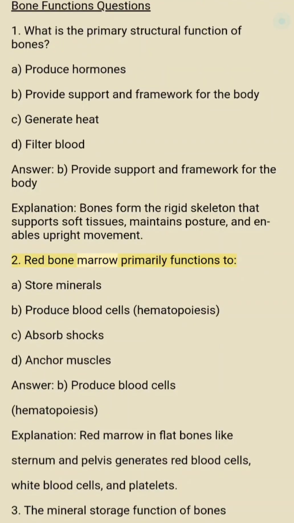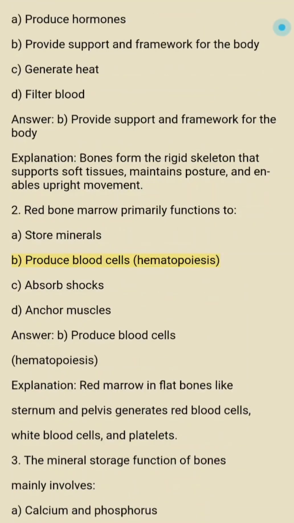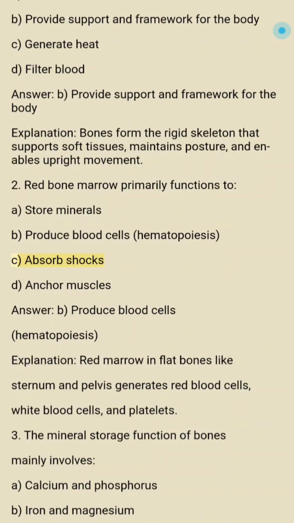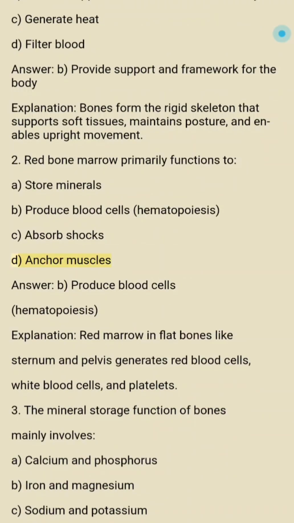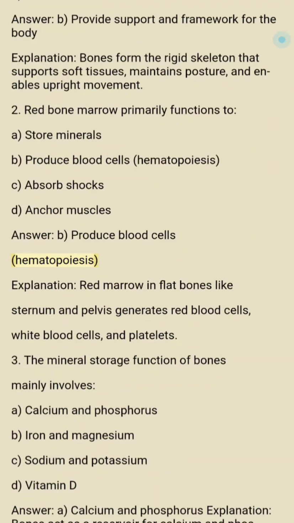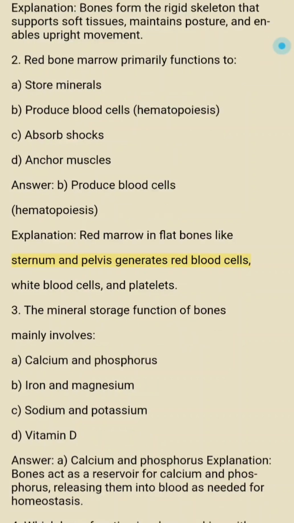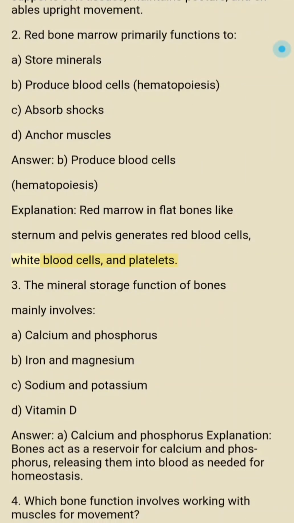2. Red bone marrow primarily functions to A. Store minerals. B. Produce blood cells, hematopoiesis. C. Absorb shocks. D. Anchor muscles. Answer. B. Produce blood cells. Hematopoiesis. Explanation. Red marrow in flat bones like sternum and pelvis generates red blood cells, white blood cells, and platelets.